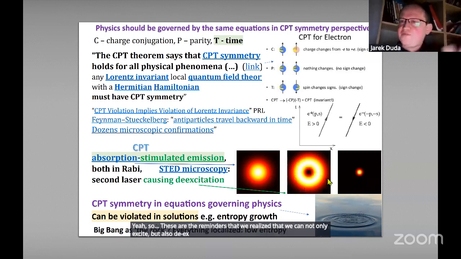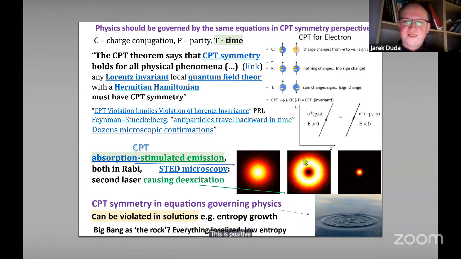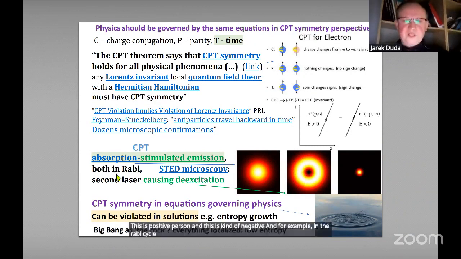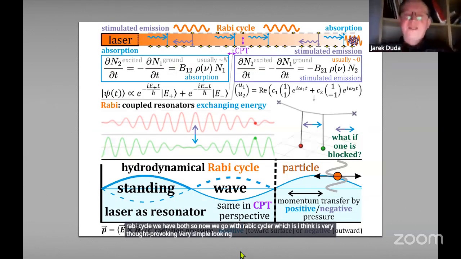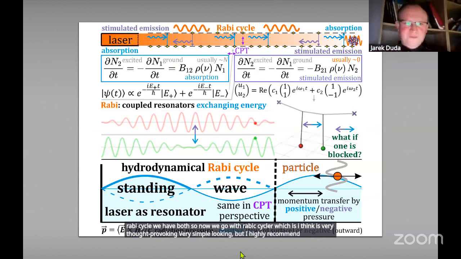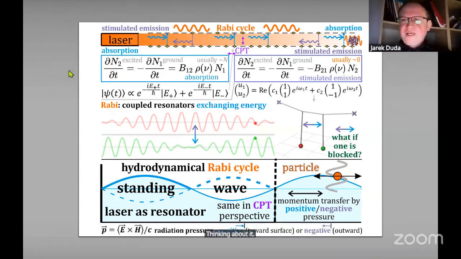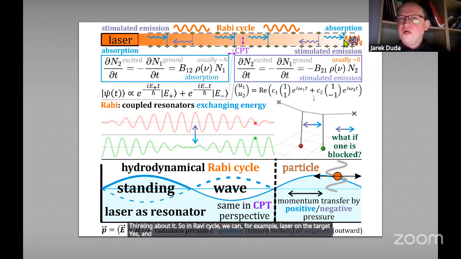So this is positive and negative radiation pressure. This is positive radiation pressure and this is kind of negative. For example, in the Rabi cycle, we have both. Now we go to the Rabi cycle, which I think is very thought-provoking, very simple looking, and I highly recommend thinking about it. In the Rabi cycle we have, for example, a laser and the target, and there is a cyclic change. The laser causes excitation of the target, then de-excitation, excitation, de-excitation. So there is both.